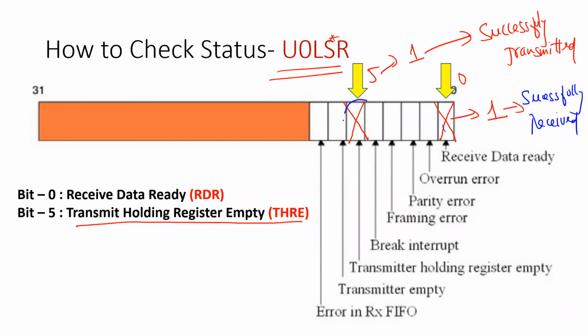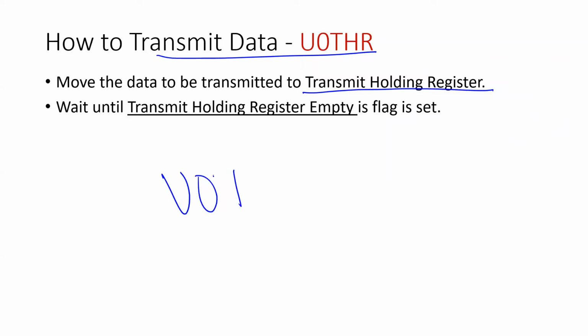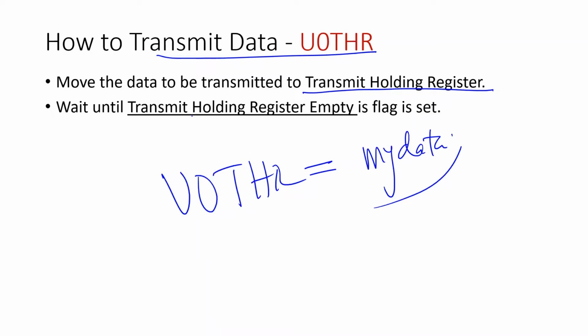So we have to check the fifth bit for transmission, and the first bit for reception. That is what we do in the transmission reception algorithm. So how to transmit data? Move the data to be transmitted to the transmit holding register. You load the UART0 transmit holding register with whatever data that you want to send, and then check the UART0 transmit holding register empty flag.